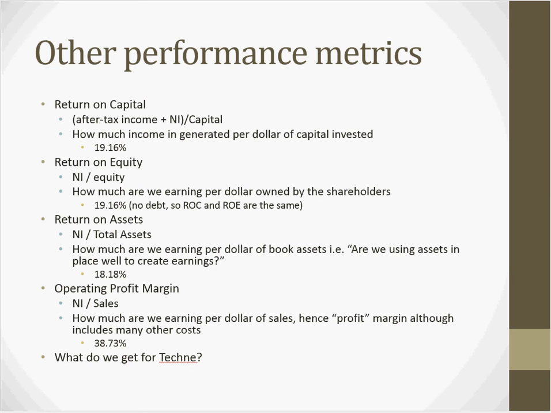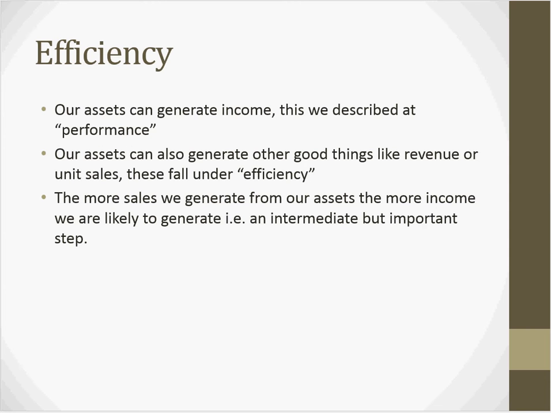So that's the broad category of performance measures. Efficiency measures are a different category. These are less focused on overall performance of the firm for the year and more focused on how well we are using some particular asset. For example, we can think about assets turning into income, which is return on assets, but we can also think about assets turning into sales.